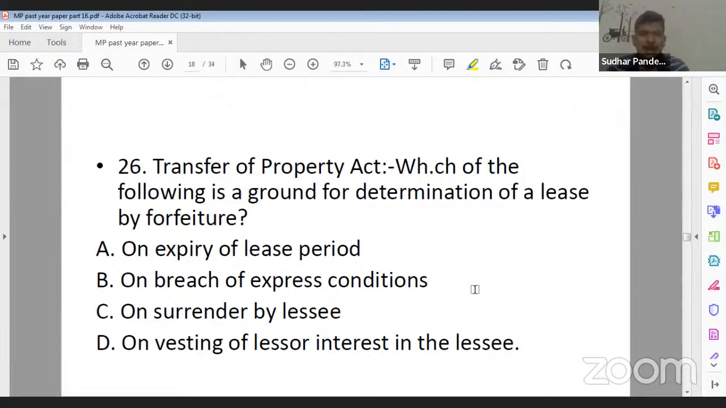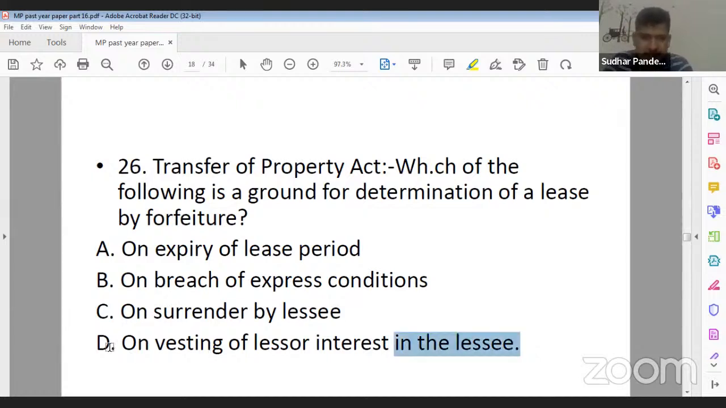Option A, on the expiry of lease period, option B, on the breach of express condition, option C, on surrender by lessee, and option D, on vesting of lessor's interest in the lessee. What should be the correct answer? Question number 26. Yes, I'm waiting. This particular question is interesting, so I think I should discuss this question in detail. So firstly, let me get some of the answers. Then only I will be in the position to discuss this question. Yes, question number 26. What should be the correct answer?